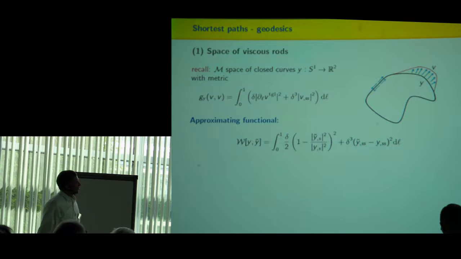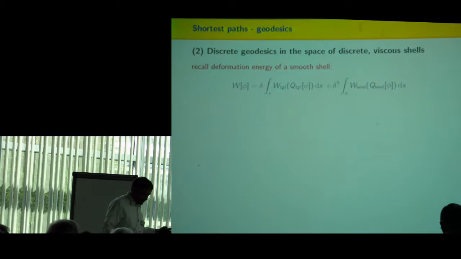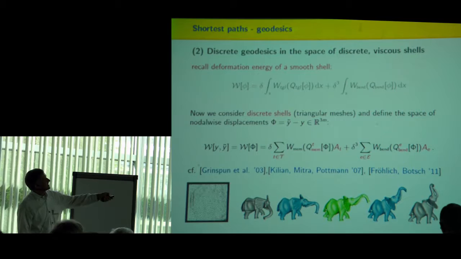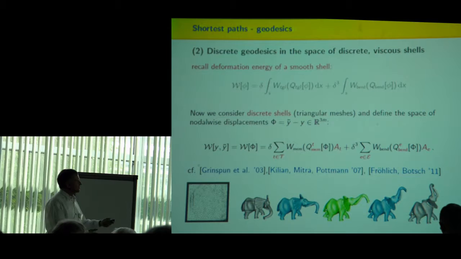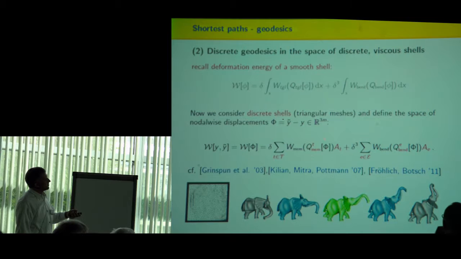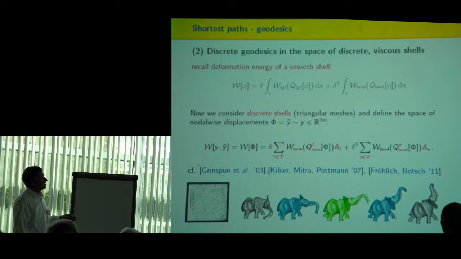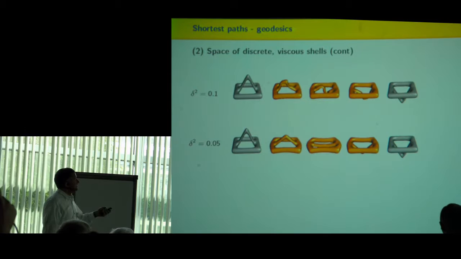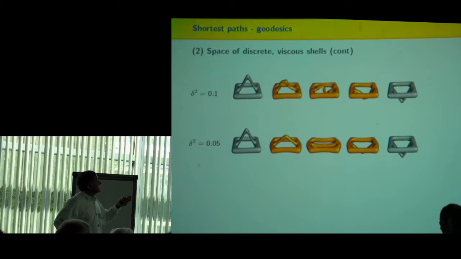Now, in case of viscous shells, it's even simpler, because with this procedure deriving our metric by our Rayleigh paradigms, we already have the elastic energy. This was the elastic energy. And now we just discretize it if we wanted to use triangle meshes, using nice technology developed over the last decade by various people also in this room here. And we use here an approximation of the membrane energy on triangles and the bending energy on edges. And we sum it up, and then we are in finite dimensions and we can solve by a Newton method for discrete geodesics.